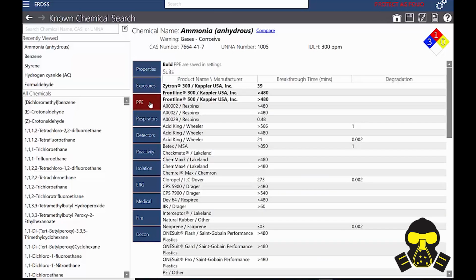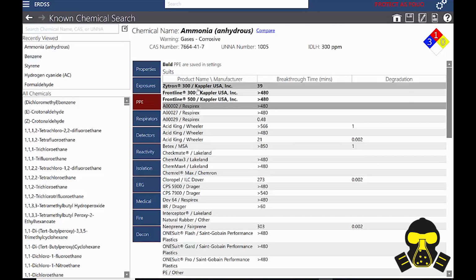PPE, this is where you're starting to see those Kappler products that I picked come up to the top of the list. They're bolded, at the top. Everything else is still in alphabetical order of different suits available, but the Kappler ones, because I chose them as what I had, automatically pop right at the top. So it's not telling you, hey, this is the suit you should be wearing. It's just telling you, based on your suits, this is what you've got, and this is how they compare to this chemical. And this is vendor-provided data on material only.